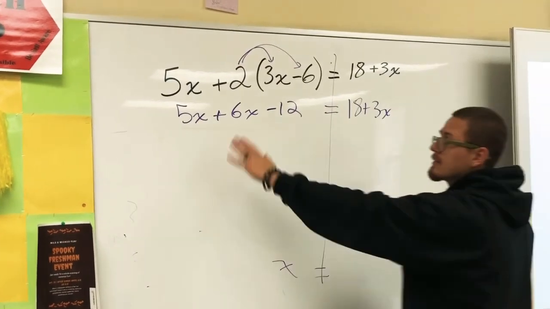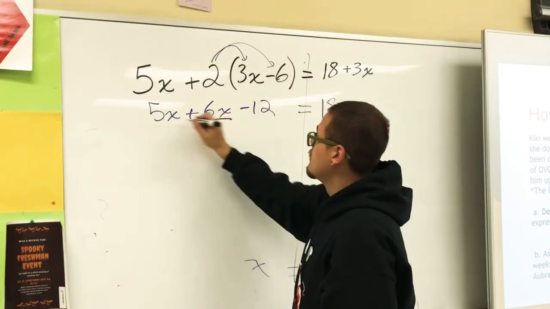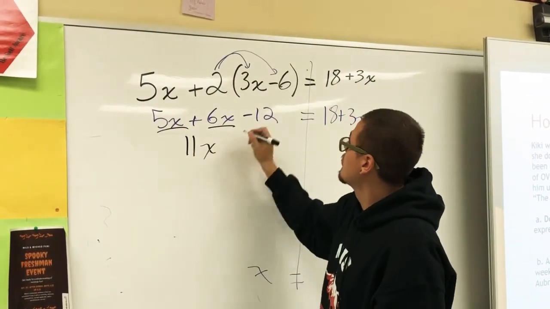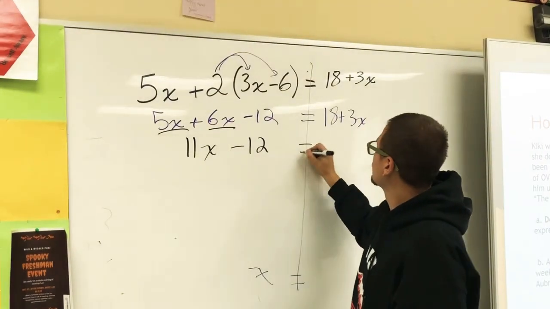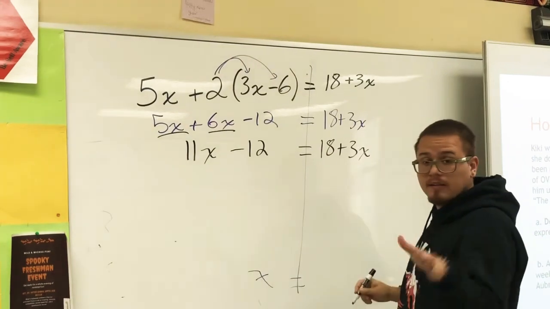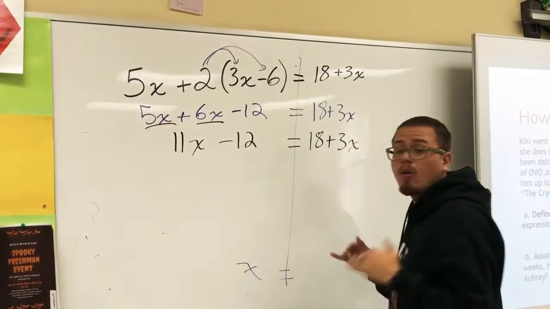Looking at this, on the left side I got 2 x terms, a 5x and a 6x, and they're both positive, so I'm just going to combine them, or CLT. 5x plus 6x is 11 x's. Drop down that -12, bring everything else down, we didn't do anything. I'm starting to get close to the answer, but I still got variables on both sides of the equation, and I don't want that.